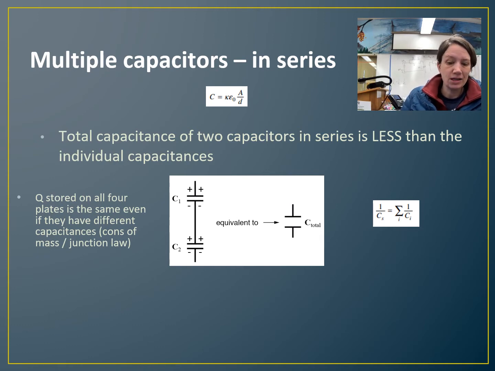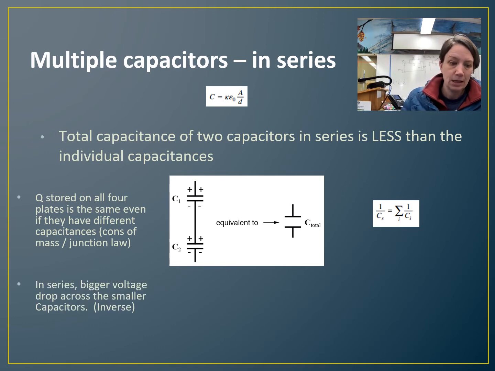And this is regardless of the values of the capacitance. These are shown as equal capacitors, but even if C2 was a much higher capacitance capacitor, we still have the same Q on both of those plates because of the junction rule.